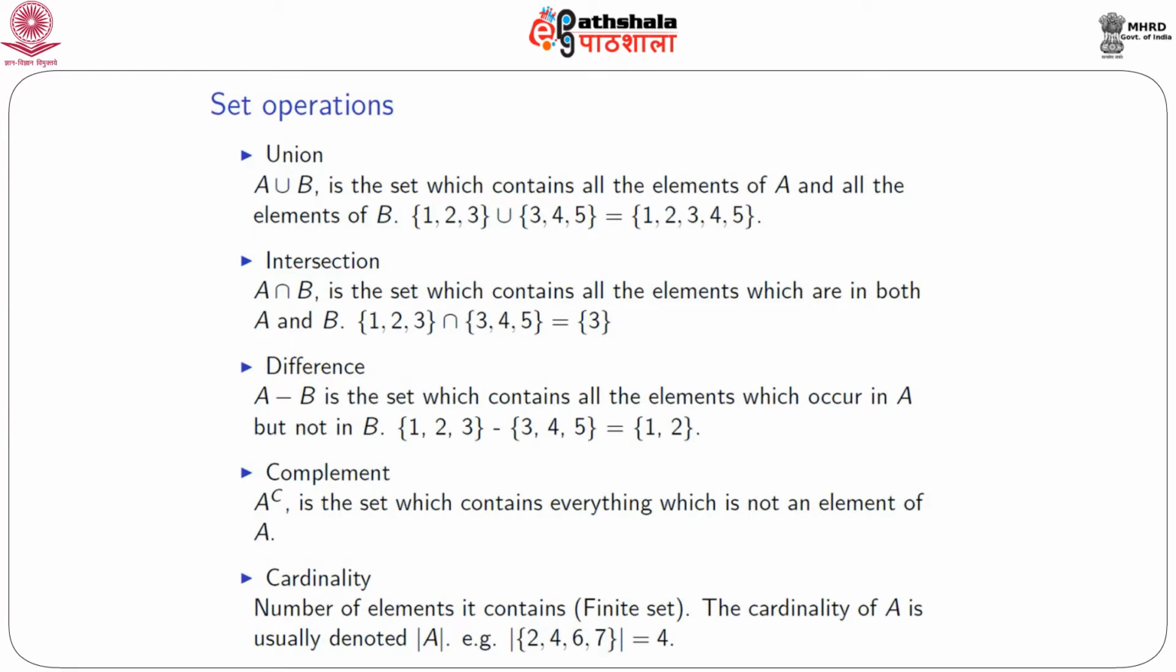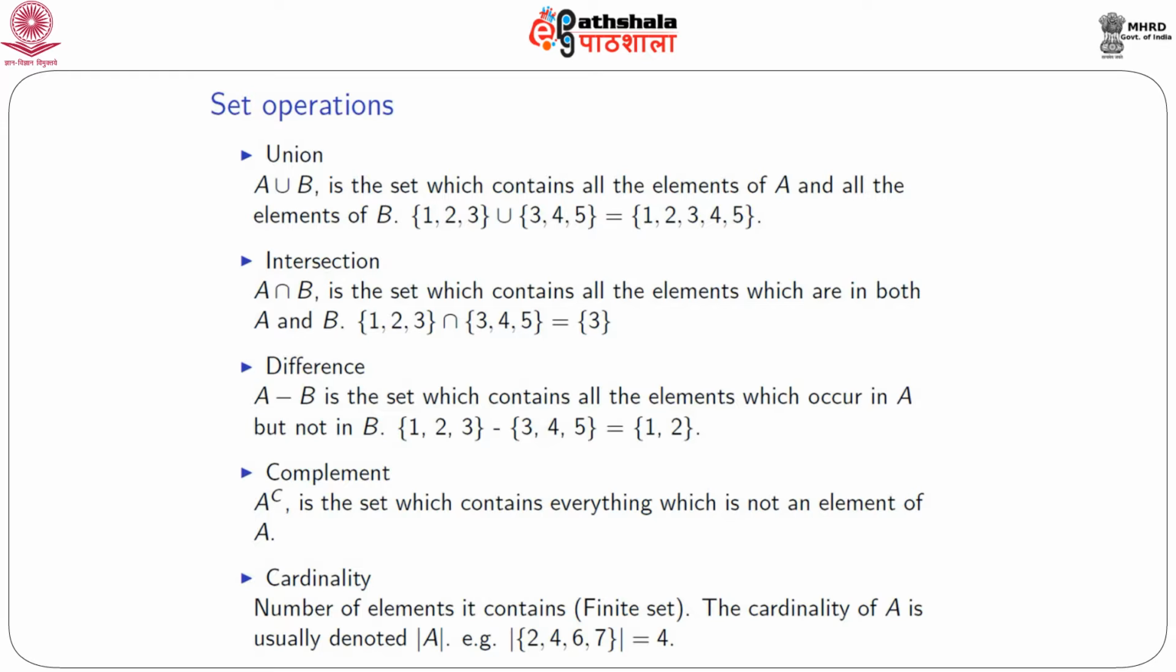Once we define the set, what sort of algebraic operations can we do on these sets? The first operation that we will be doing is called union. We say A union B, this will again result in a set which contains all elements of A and all the elements of B. For example, if you take the set {1, 2, 3} and take the union with another set {3, 4, 5}, the resultant set will be {1, 2, 3, 4, 5}. Even if 3 is repeated twice, as we know repetition doesn't have any meaning in a set, so it will be {1, 2, 3, 4, 5}.